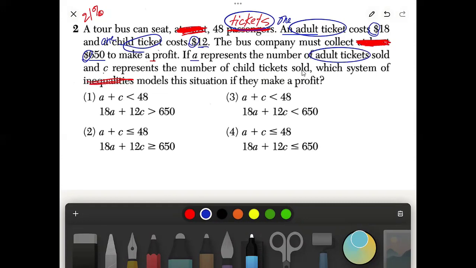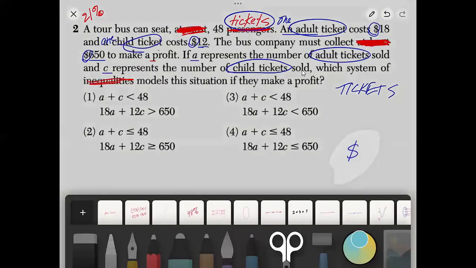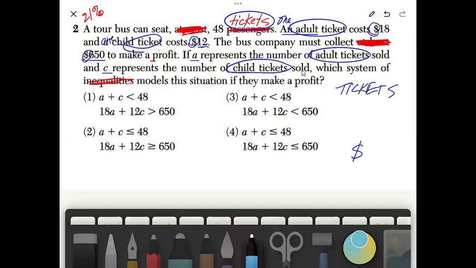And then we have C. What's the unit of measurement? It's children's tickets. Boom. Now, as we go through this word problem, we have basically two types of units. We have tickets and we have money, dollars. All right, so let me move this a little bit because I'm going to need some more space. So I'm going to move that down here.